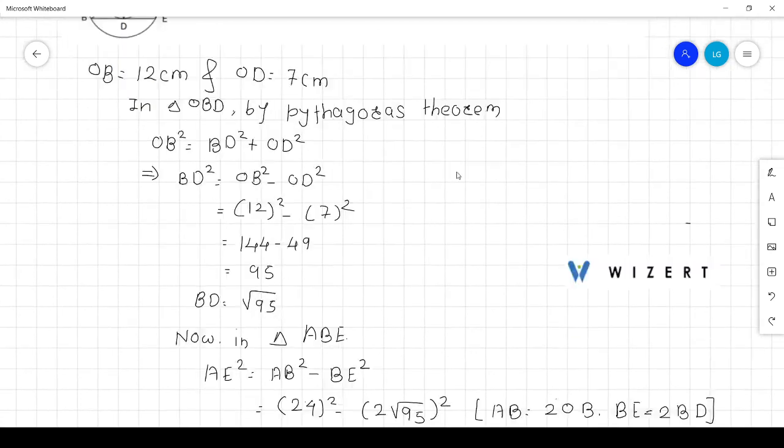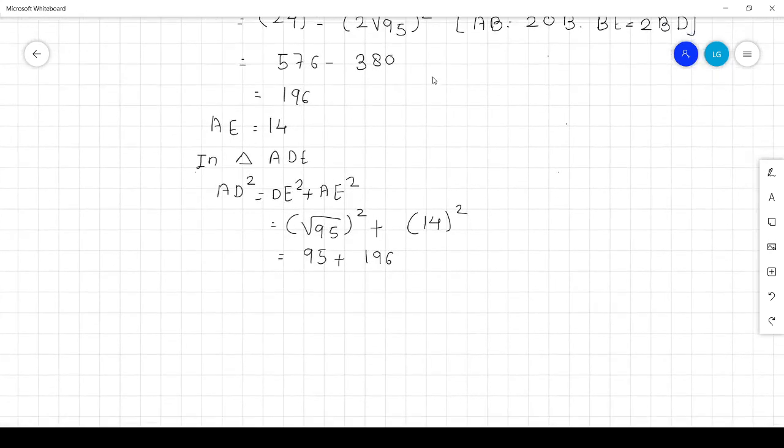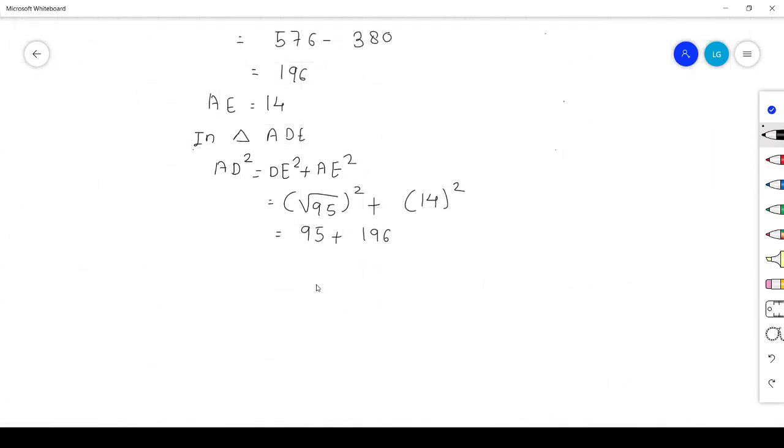So by calculating this, we get 95 plus 196 is 291. Hence, by taking square root on both the sides, we get AD equals root 291.